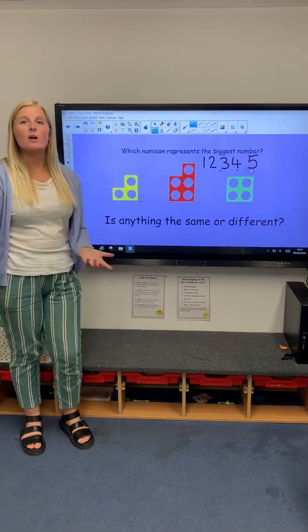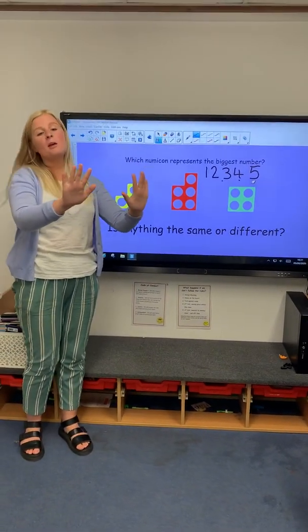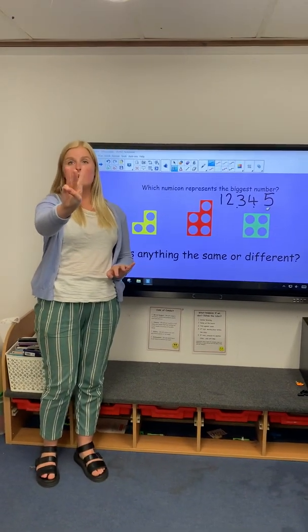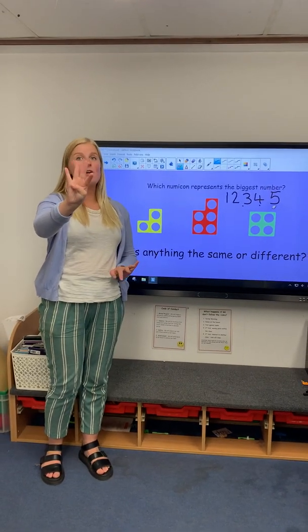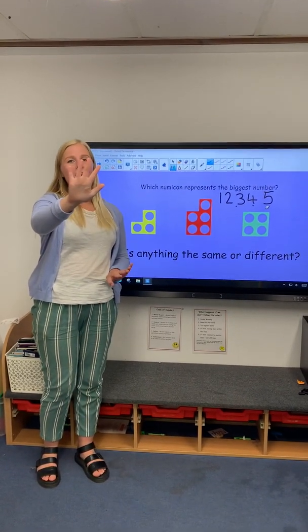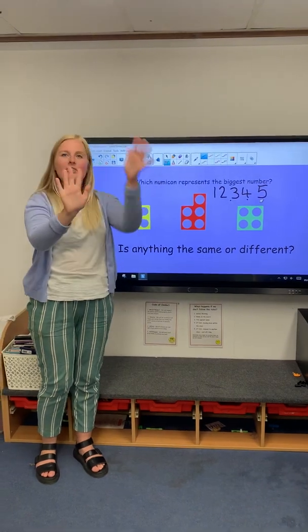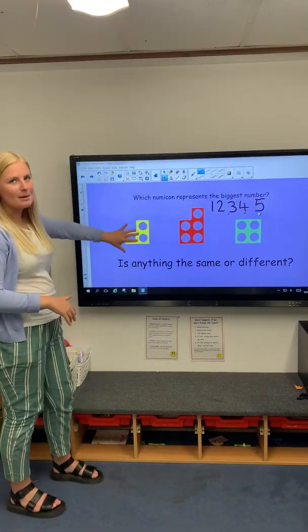We could also work this out by using our fingers. We could have 3, only 3 fingers, 4, a few more fingers, 5, lots more fingers. And that is how we can see that that is a bigger amount.